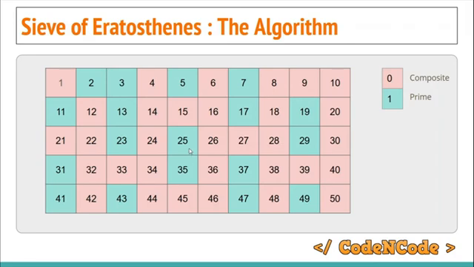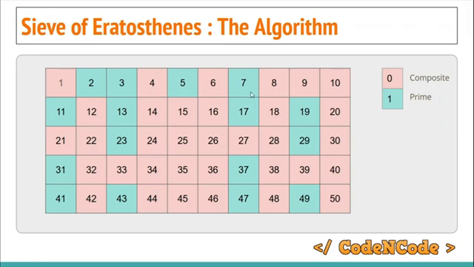So we start from the square of the prime number, and then we mark 0 all the multiples of 5 starting from 25. So 25, 30, 35, 40, 45 and so on. So we mark all the multiples of 5 starting from 25. Now our pointer increments and becomes 6. Now 6 is 0, so it is not a prime, so we move on.